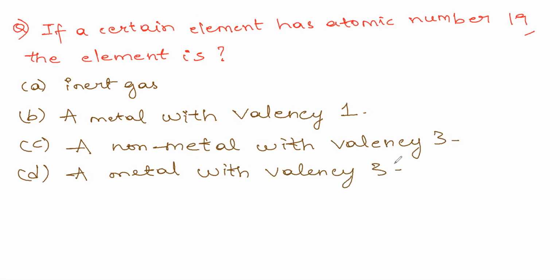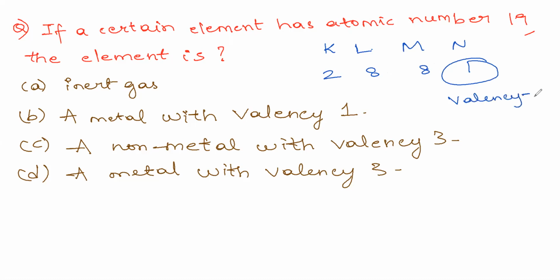So if you see here, they are asking atomic number 19. For this type of question you have to first write the configuration. So if you write the configuration: K2, L8, M8, N1. If you want to know the valency, you have to write the orbit configuration or orbital configuration, anything is possible. So valency is 1, which means it should be a metal with valency 1. So the answer is second option. In this way you have to answer the question.